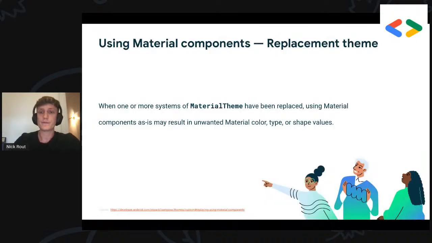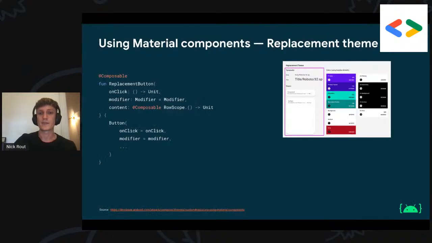If you're replacing a Material system, you need to take a slightly different approach. Because you've now removed one of the Material systems, and most Material components will use aspects of colors, typography, or shape, you need to make sure that there's at least a reasonable default in there, or that it's coming from your replacement theme, so that the components behave as you would expect.